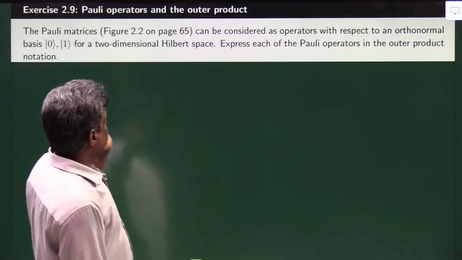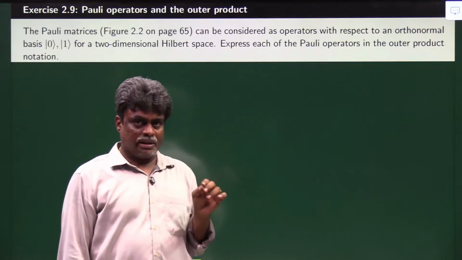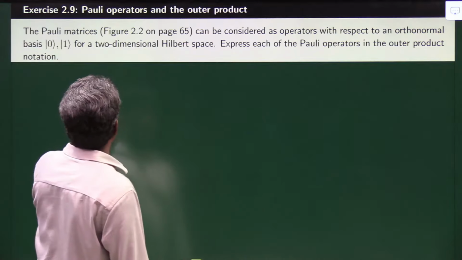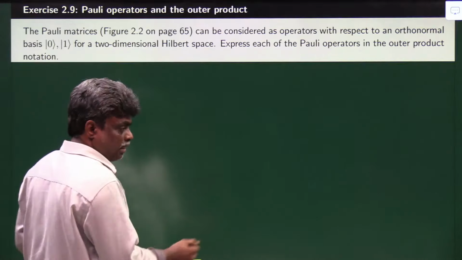Here they are asking to represent the Pauli operators in the outer product notation. Okay, so let us start.